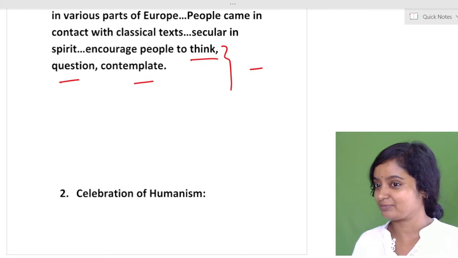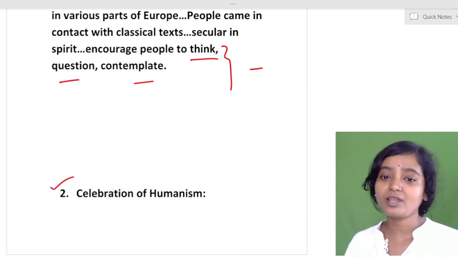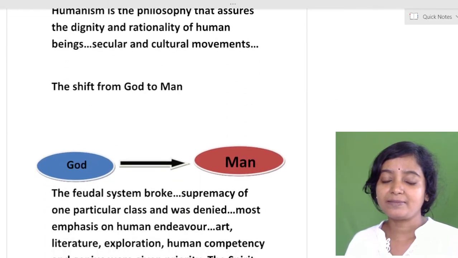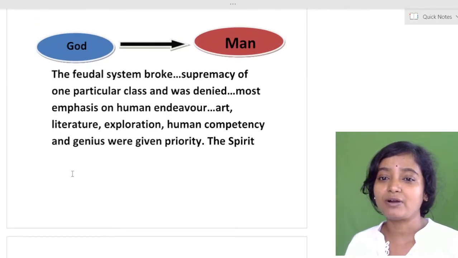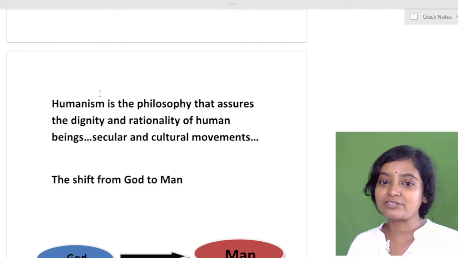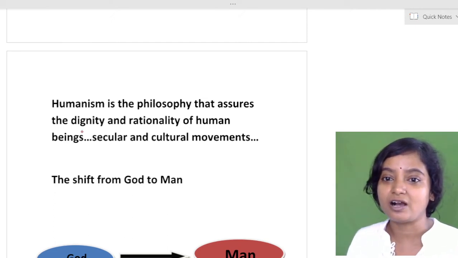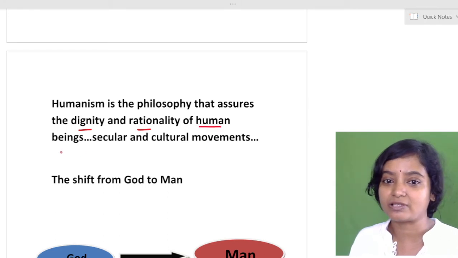No questioning. Now number 2, the celebration of humanism. So, celebration of humanism, here we will read. It is the direct influence of Renaissance. And what is humanism? Humanism is actually a philosophy that assures the dignity and rationality of human beings. Dignity and rationality of human beings.